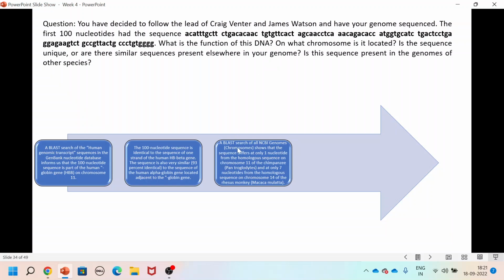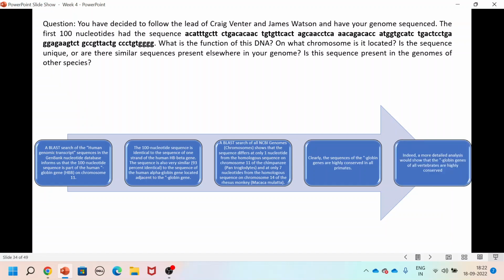Now we will perform the BLAST search of all the NCBI genomes, which shows a sequence difference of only one nucleotide, as I mentioned. It shows that the same sequence which is present on chromosome 11 in humans is also present on chromosome 11 of chimpanzees, with only a 7 nucleotide difference, and it is present on chromosome 14 of rhesus monkeys. So this gives the information that the sequence is also present in the genomes of other species. From this we can infer that the sequence of the globin genes is highly conserved in all primates, since it is present in all the primate species.